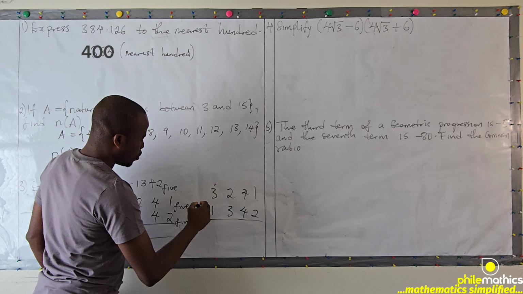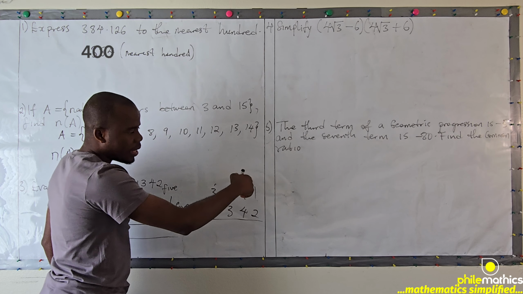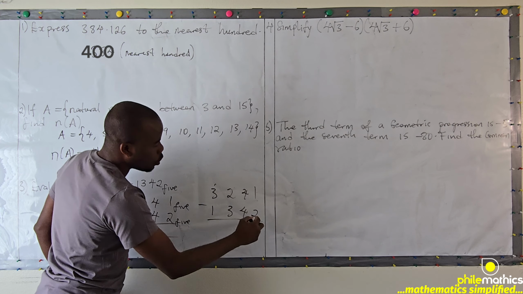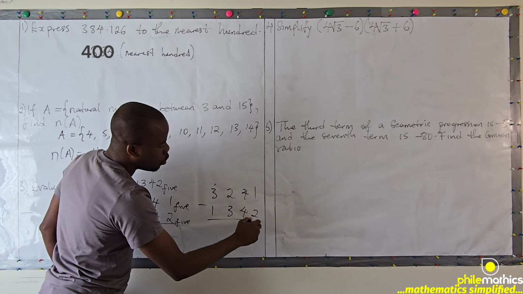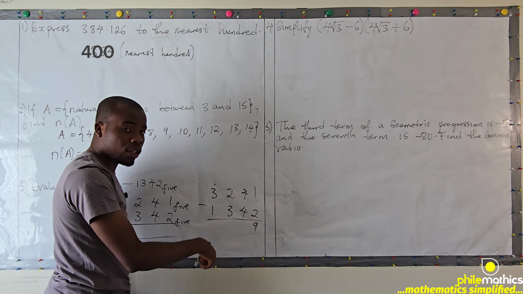1 minus 2, it cannot, you borrow 1 here, add it here, it becomes 10. Why is it 10 and not 1 since you are borrowing 1? It's because we are working in base 10, which is our normal daily addition and subtraction. So if we add it here, it becomes 10. 10 plus 1, 11. So it's 11 minus 2, 9. This is 3. 3 minus 4, it cannot. You borrow 1 here, add it here, it becomes 13 and not 4. 13 minus 4 is 9.